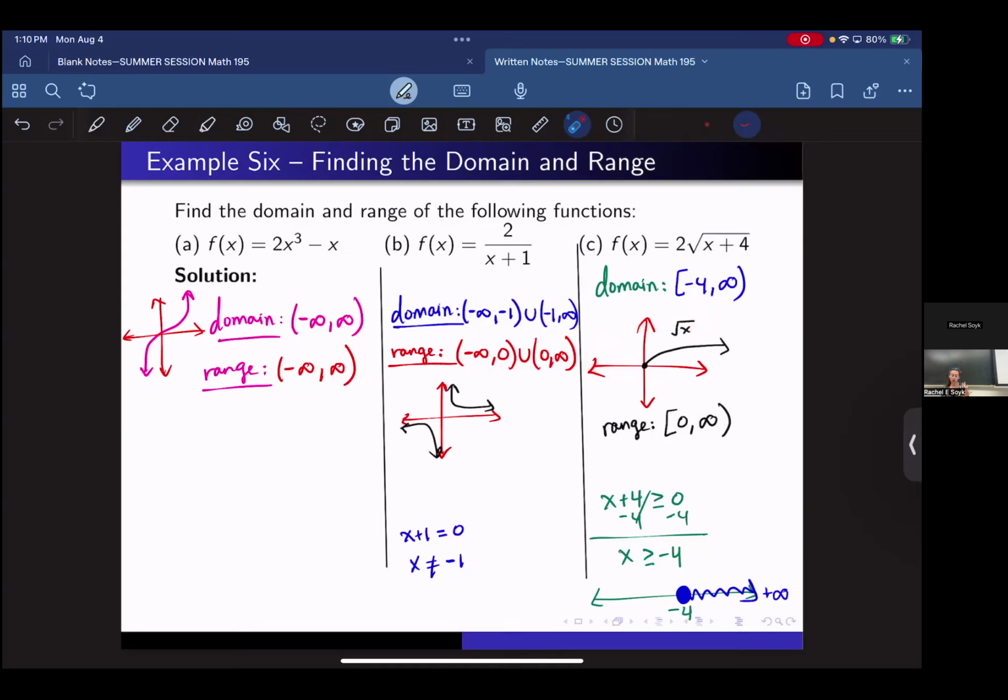Also, it would affect our domain, but we did our domain technically, so we knew that our smallest value is -4. But if we moved it over, then you can visually see that, oh okay, -4 is part of our domain. That 2 on the outside just multiplies everything. It's a scale factor. So it's a stretch. It has no effect on the domain or range. Good question though.